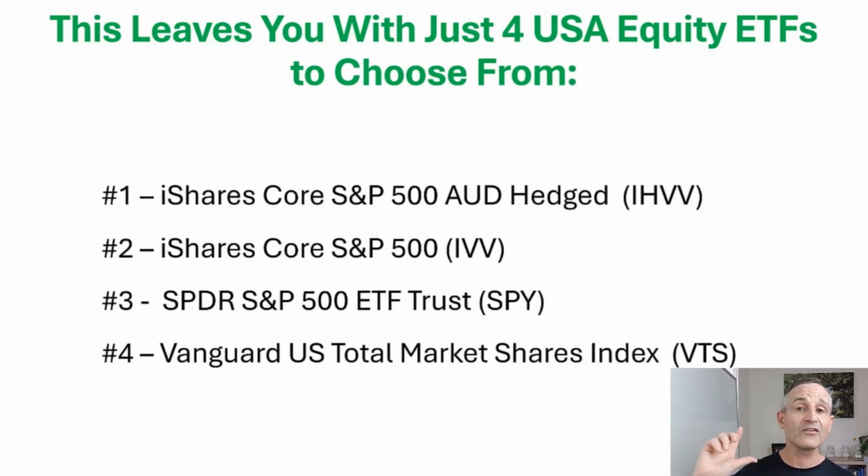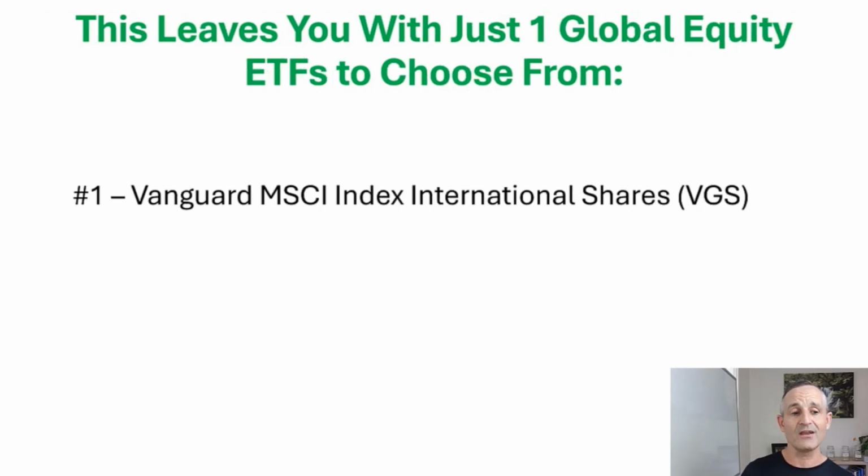So if we use the same 4-step filter system for the global equities, then you can see we're only left with one, and that is the Vanguard MSCI International Index. So this is then, it's got shares from all over the world in it. So it's got Japanese shares and European shares and UK shares and US shares all in the one index. So you don't have to go and try and pick and choose. These guys have already picked those for you by tracking the MSCI index.